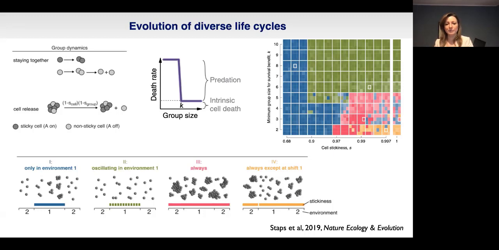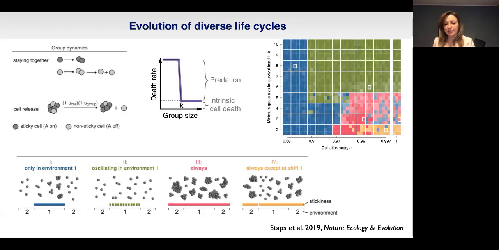So if you look, for example, at life cycle number 3, this is basically what happens to animals. They always remain sticky, and only every once in a while there's an event where a single cell might rupture from the group and start growing its own group.